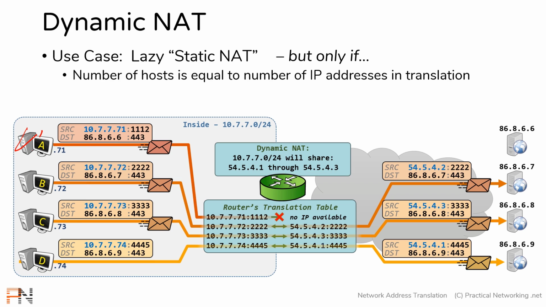If instead we did not have host A, we only had these 3 hosts and these 3 IP addresses, then we would have been able to use this lazy static NAT mechanism as well.